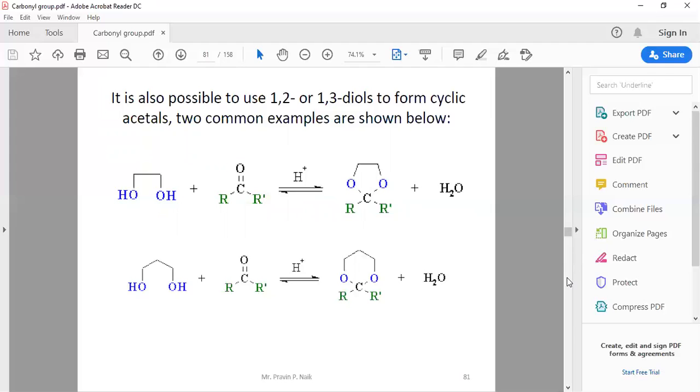Then there is another reaction where diols can be reacted with carbonyl compounds. So you can see here it is possible to use a 1,2 diol, and this is a 1,3 diol, to form cyclic acetals.